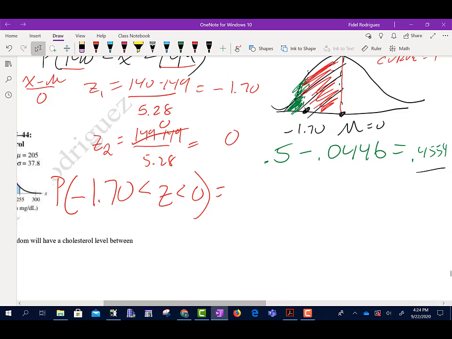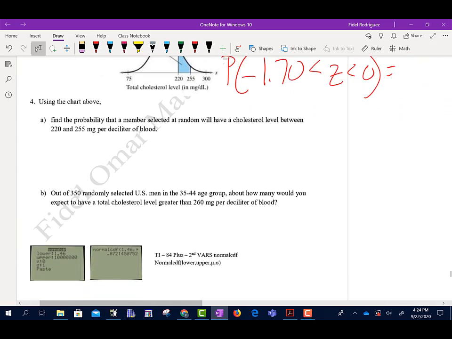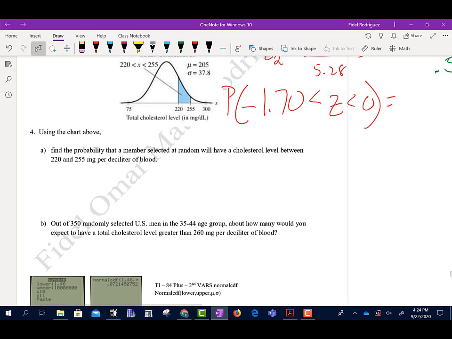All right, let me come back this way because we still got a couple more problems to do. I'm hoping, guys, as I'm going through these problems, that the idea and the process is becoming a little easier to do. I hope you're noticing it's becoming repetitive, okay? All right, so question number 4 says, using the chart above, find the probability that a member selected at random will have a cholesterol level between 220 and 255.